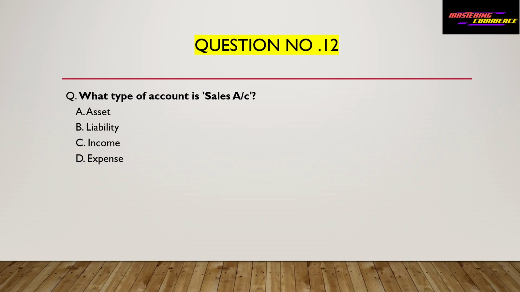Question number 12 is which type of account is sales account? Asset, liability, income, expense. So here the correct answer is income. C is the correct answer.